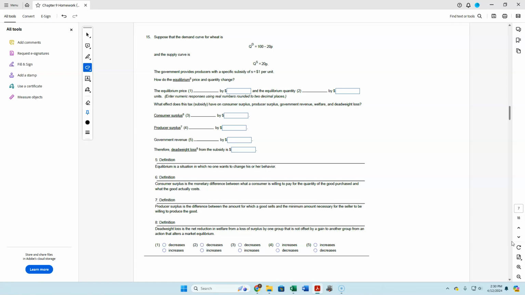Okay, so let's look here. We've got a demand function for wheat, a supply function, and we have a subsidy of $1. Essentially what we need to do, I'm going to try to make this a little bit faster. I see I'm at the 40-minute mark, and I don't want these things to be that long.